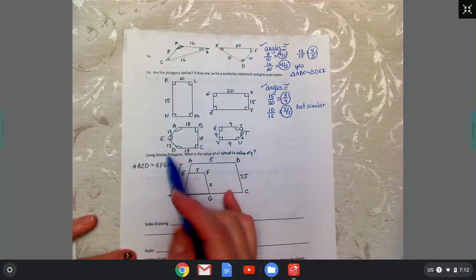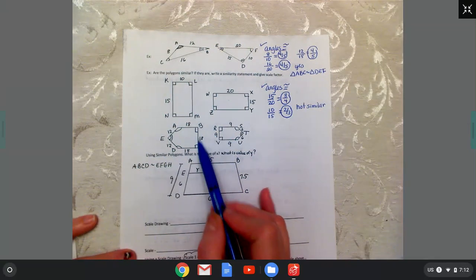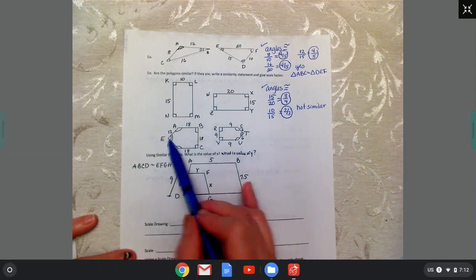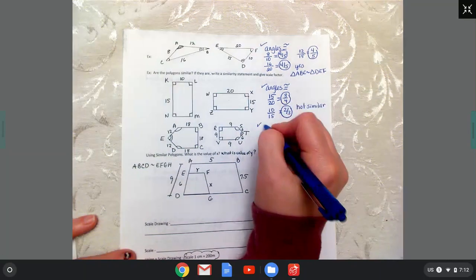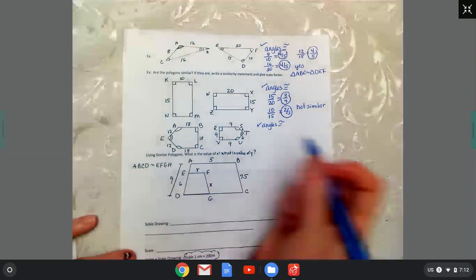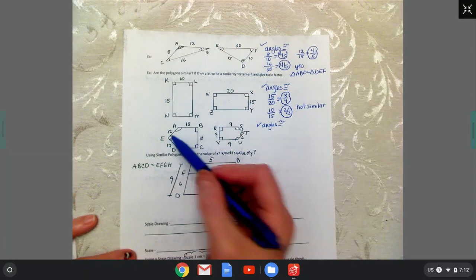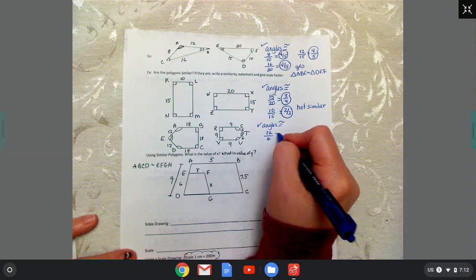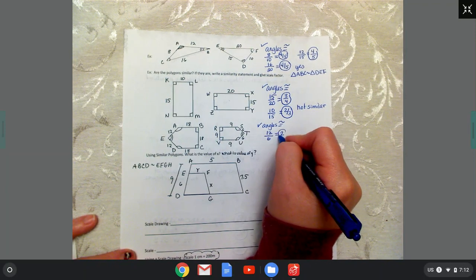All right, this one, we've checked the angles. We have right angles here in the corners. We have single swishes and double. So our angles look good. The angles are congruent. And we'll check our sides. So between 1 and 2, we have 12. Between 1 and 2 here, we have 6. 12 over 6 is 2.